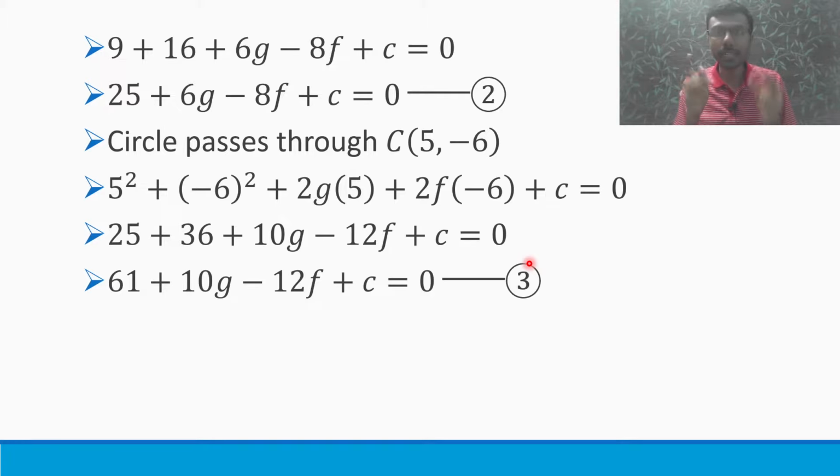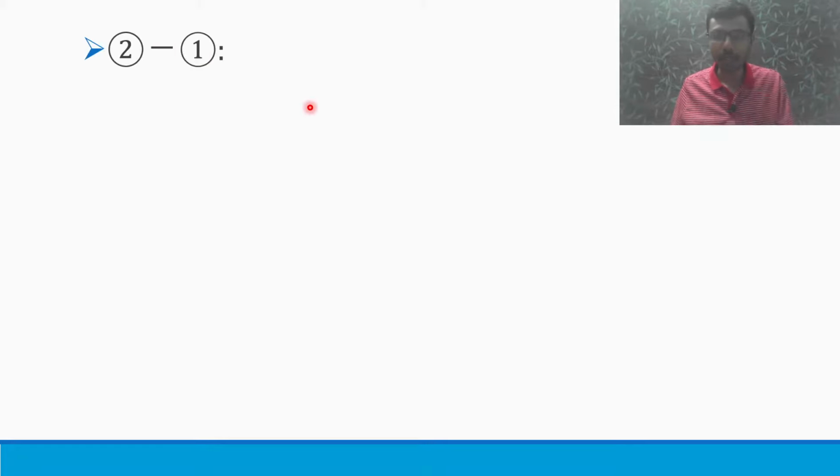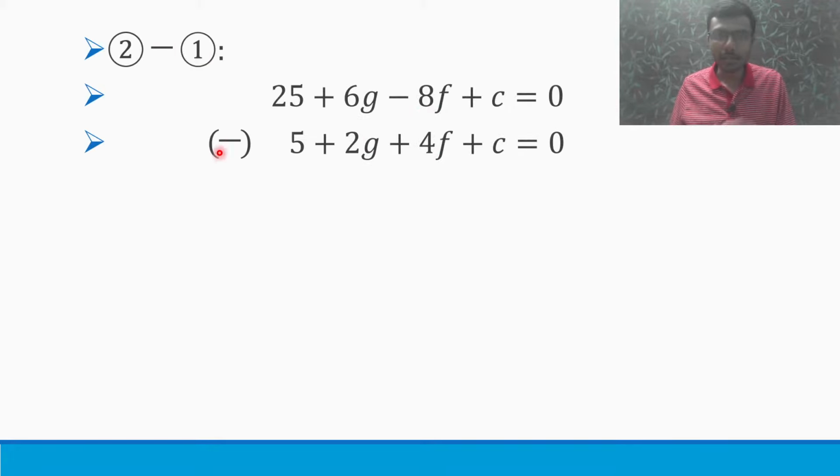My target is to find out g, f, c. For that, the basic way is to subtract two equations. First do 2 minus 1, then 3 minus 2, or you could do 3 minus 1. You could take any two equations and subtract them so that c would go away. I'd get something in just g and f. Now first do equation 2 minus equation 1. Write the equations like this and put a minus sign indicating that you are going to perform subtraction.